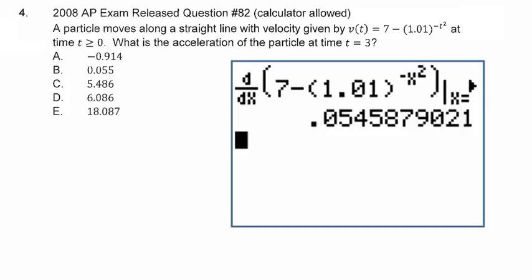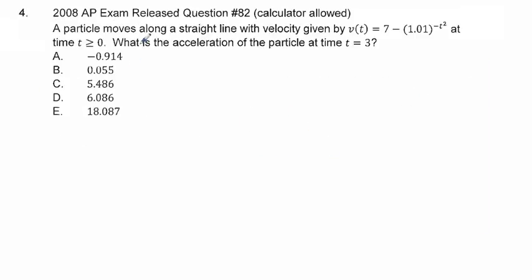Next, 4. Calculator problem. A particle moves along a straight line, velocity given by v of t equals 7 minus 1.01 to the power of negative t squared, at a time t greater than or equal to 0. Now, in problem 2, we could have taken that first derivative and set it equal to 0, but here it'd be harder to take a first derivative of this. But the strategy is the same.